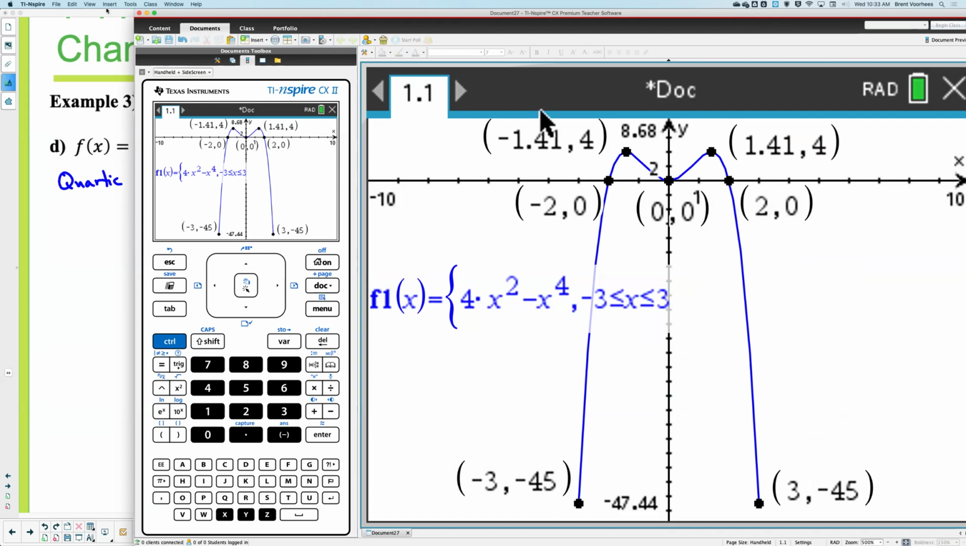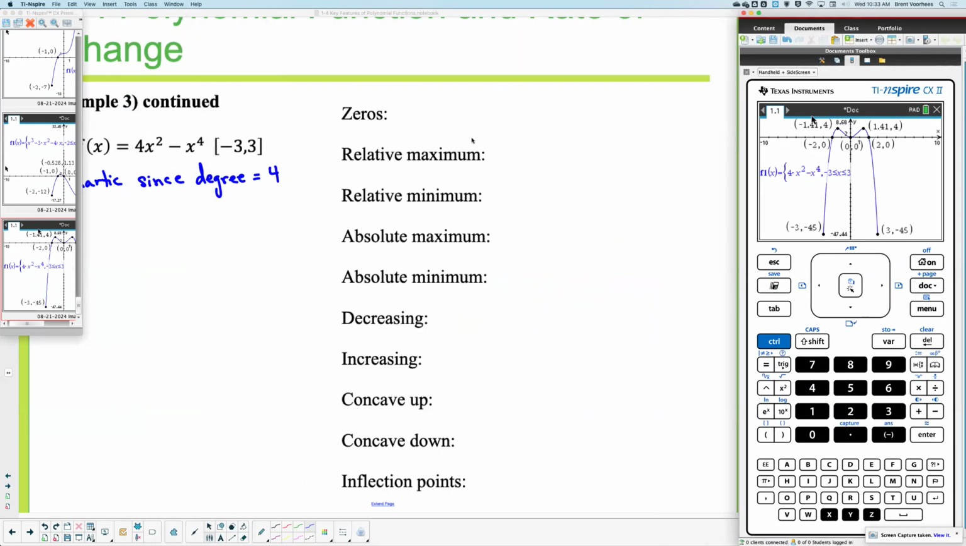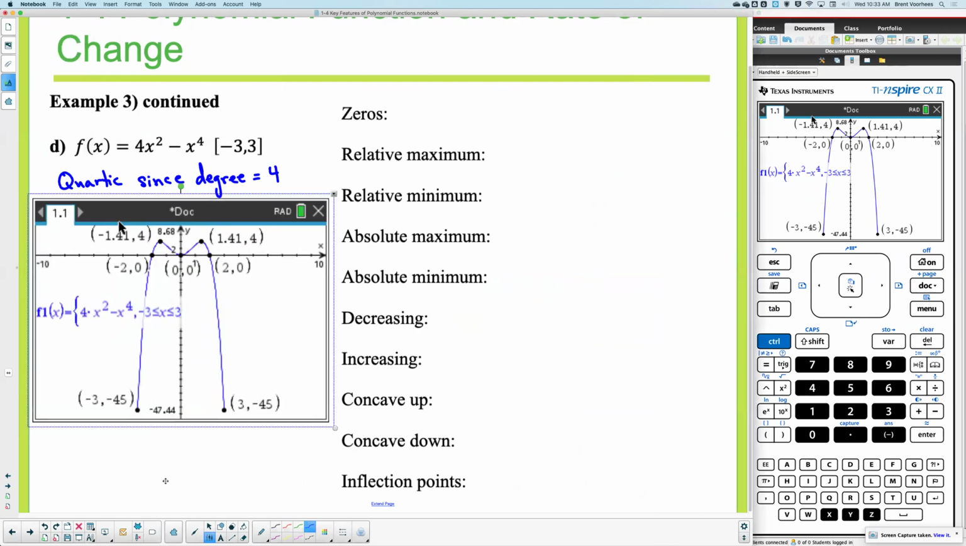All right, now that I have all that, let me pull this over to our notes, and we will complete our notes here. So I see 3 zeros. I have zeros at -2, 0, and +2. I have relative maximum, or do I have absolute maximum? Because these are the highest points on the graph, these are absolute maximums, not relative. I do not have relative, but I do have absolute maximums.